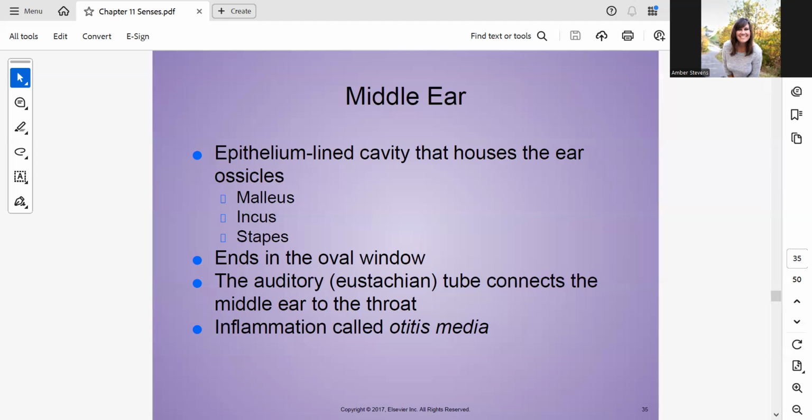Then the oval window and round window. So you have the oval window, which is the membrane that covers the opening that receives vibrations from the stapes and transmits them to the inner ear. And then the round window is another membrane that is covering the opening that helps dissipate sound waves after they travel through the inner ear.